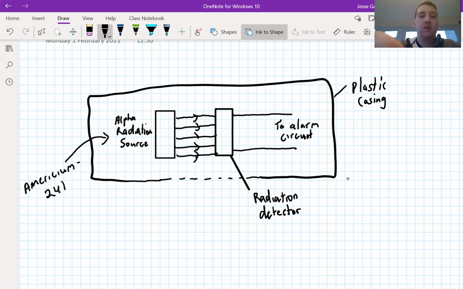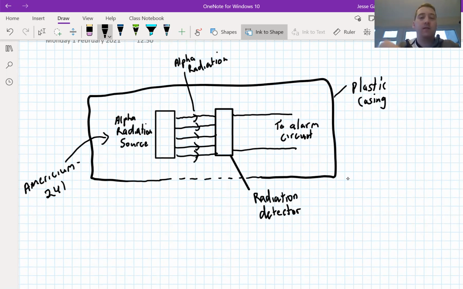Alpha radiation constantly firing at the radiation detector. So this is alpha radiation, and the alpha radiation hits the radiation detector. And so long as it does that, then there's no issue. The alarm will keep functioning as normal. It won't be making any noise.